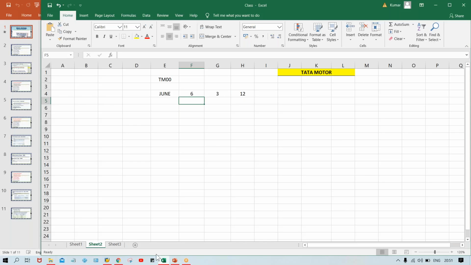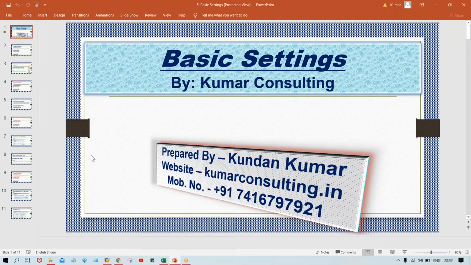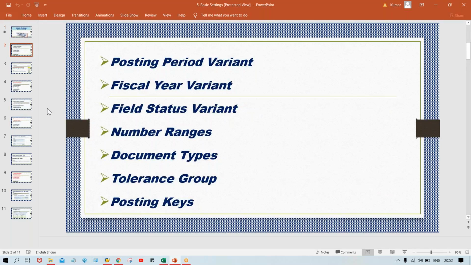So look here, guys, basic settings. We have to do multiple configurations in basic settings. We are going to discuss what those configurations are, what their use is, and what kind of controls are there. First of all, look here: posting period variant. What is this posting period variant, and what is its use?